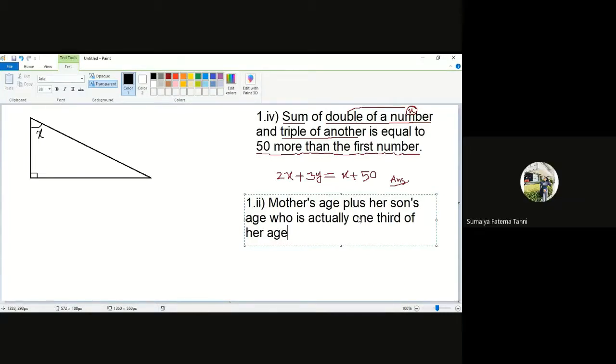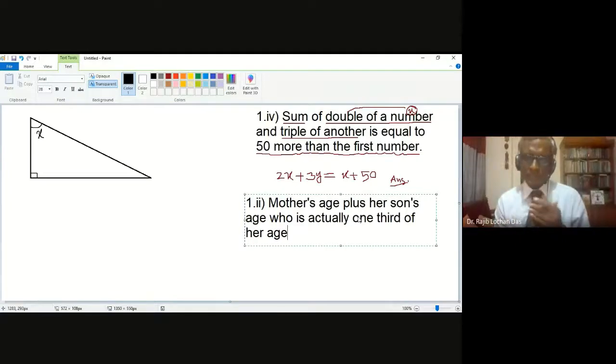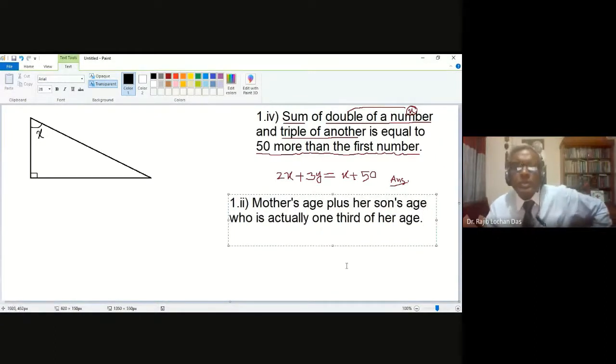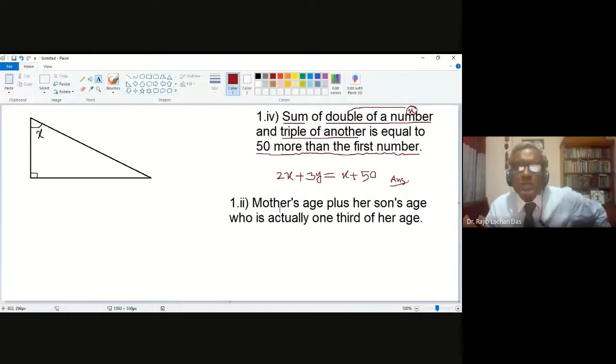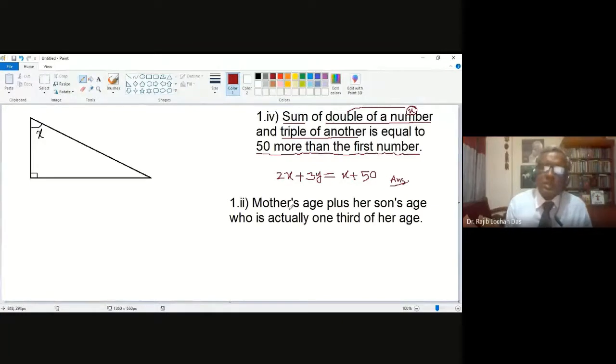Sir, finish. Okay. So this will not be an equation actually. It is just an expression. No matter, no problem. So we can do this. So what is that? Mother's age. You do not know mother's age, so let us think it is x. Okay, mother's age may be x. Then plus. Plus means simple plus. Plus her son's age.